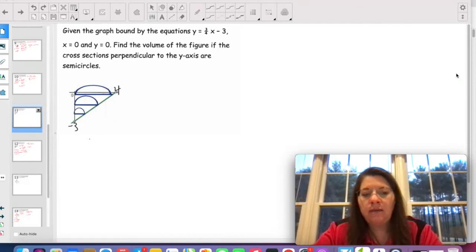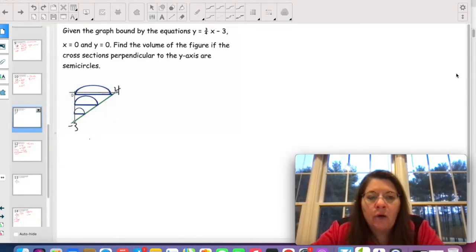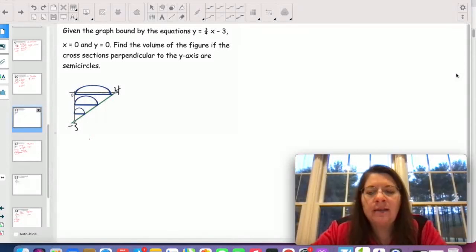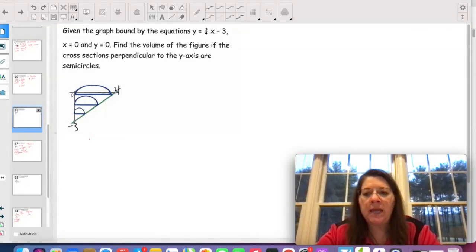So you need the formula for the area of a semicircle. That area equals pi r squared over 2. This one is perpendicular to the y-axis. If it's perpendicular to the y-axis, that means you need to solve the equation for x, and your boundaries will be on the y-axis. So go ahead and pause the video, see if you can set this up, and then I'll come back in a few minutes with the answer.